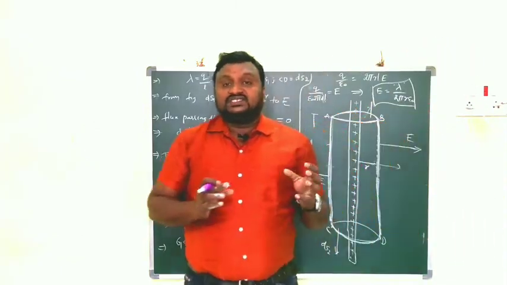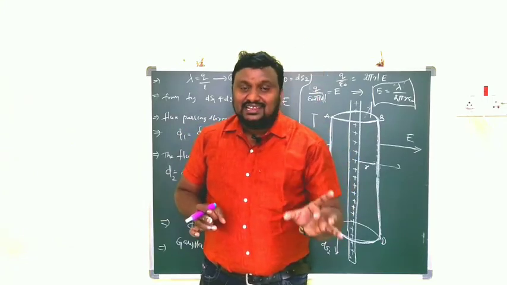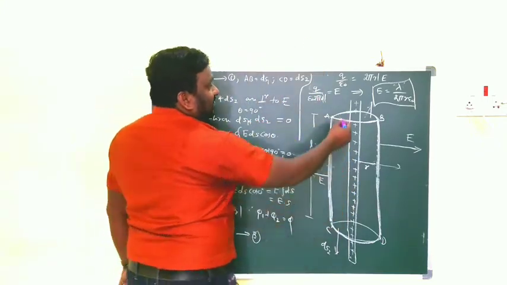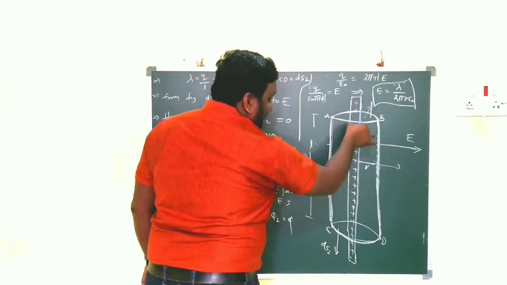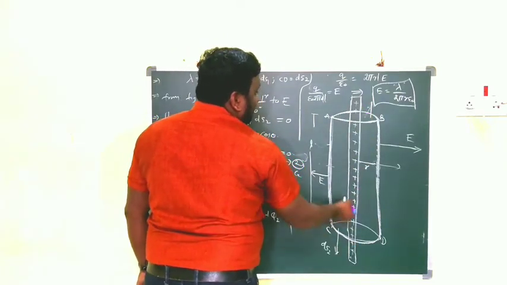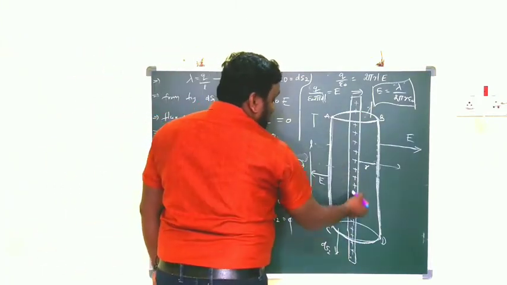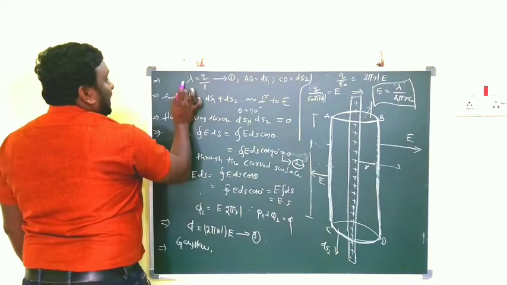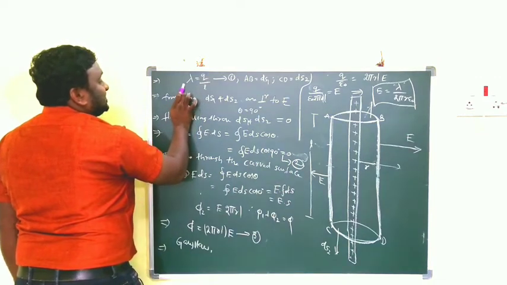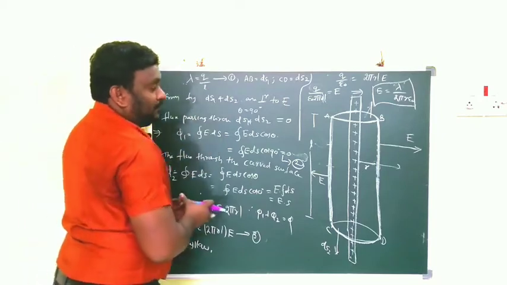So in this case we have to consider a long straight current carrying conductor. This is a long straight current carrying conductor that has some charge distribution. That charge is linearly distributed. For that you write the linear charge density: lambda is equal to Q by L, equation number 1.